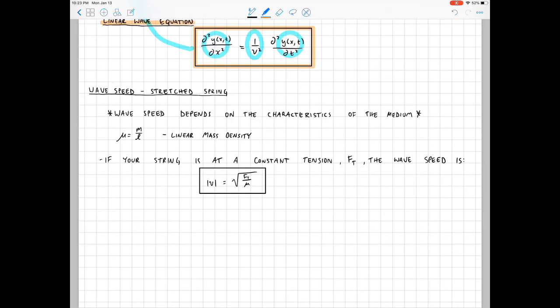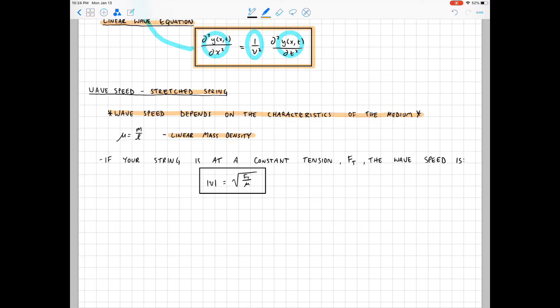Now, the last thing that we need to talk about is what the speed of a wave on a stretched spring depends on. The speed of a wave depends on the characteristics of the medium. And so what does that mean? Well, it can mean different things for different media, but what I want to focus on is a stretched spring. The thing that matters on a stretched spring is the linear mass density. That is, if you take the mass of the string, the rope, and you divide it by the length of the rope, that quantity mu is what we care about, the linear mass density.